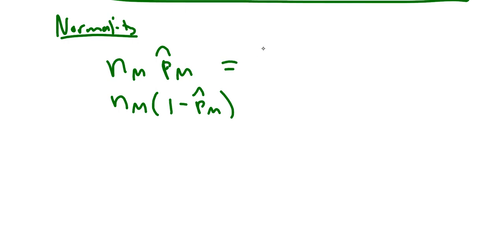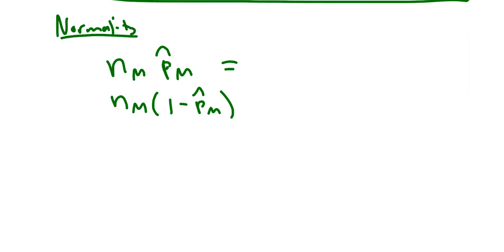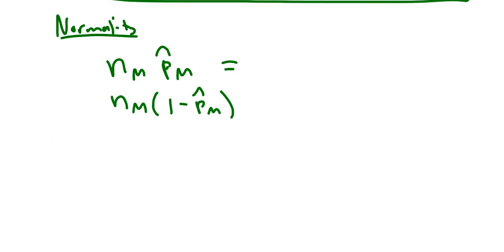In our case, in case we forgot, the number of men was 2,253. You can see that here. Let's use a different color so you can see where I'm underlining in red. And then the p hat for the men was 0.44. If we take the time to type that in, we will get 2,253 and 0.44.